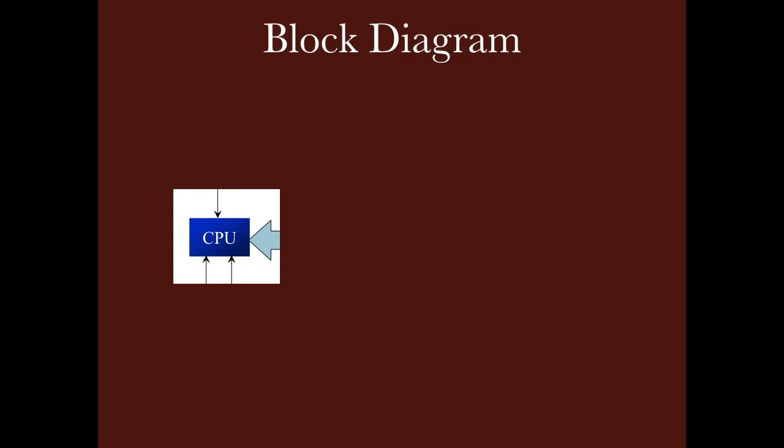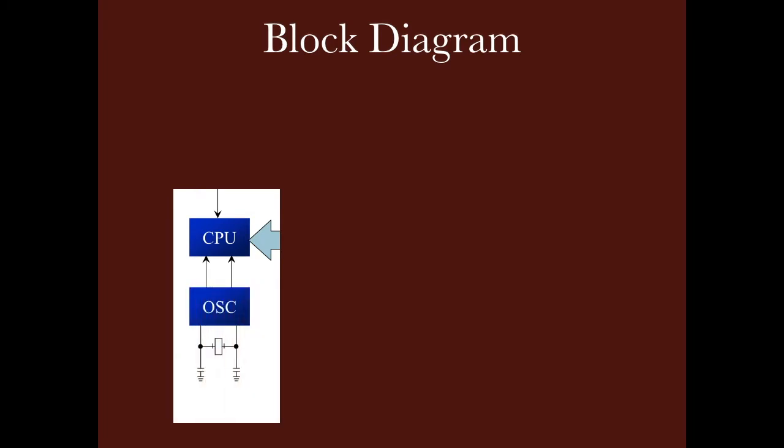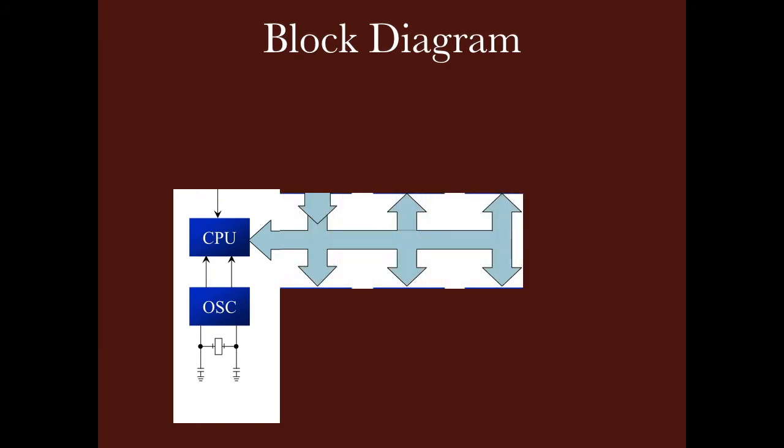Coming to the block diagram of 8051. First of all, it has a processor. We call it CPU. This processor is responsible for all operations. It controls all the operations. The processor runs on a clock which is provided by an on-chip oscillator, and a crystal is connected externally to this oscillator, which then gives clock to the processor. There is an internal connection to all the blocks of 8051 through the bus as displayed in the diagram.